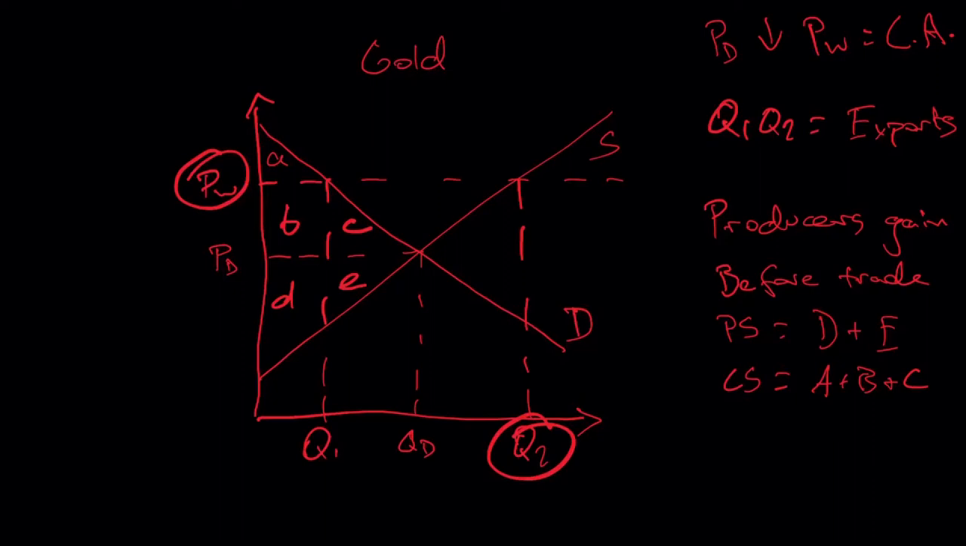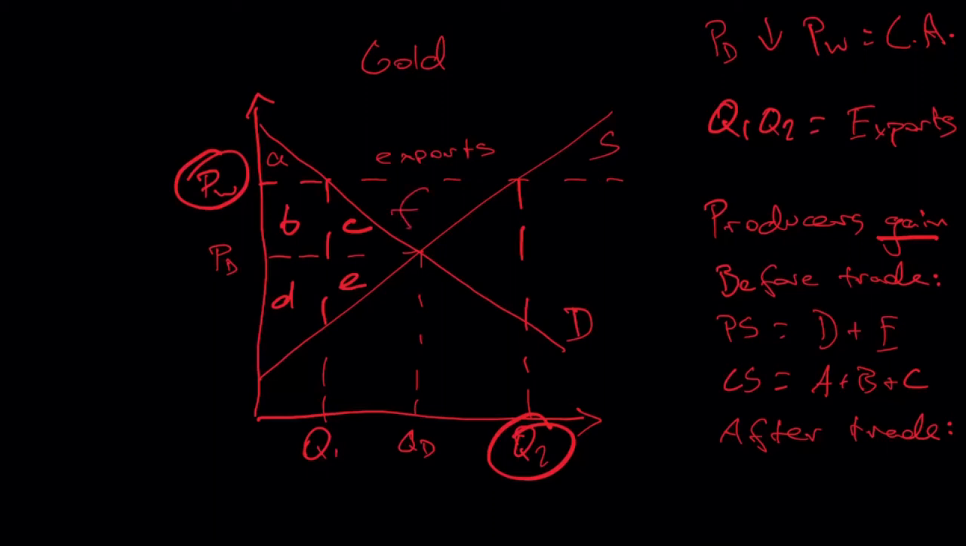Now, because trade has occurred and exports have occurred, we need to show the gain that producers have received. So after trade, we can see that producer surplus has actually increased. Now we need to account for the area of exports, okay? So the exports are up here, because that needs to come into producer surplus as well. So because that has only just been added in, we're going to call this area F.